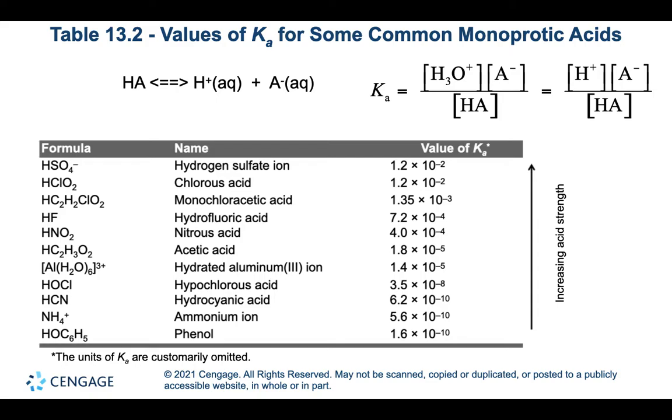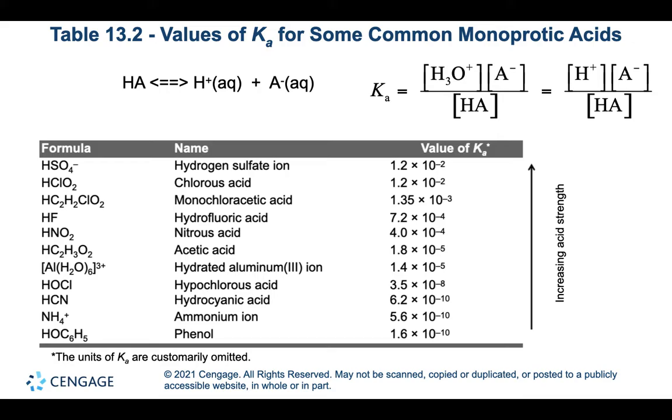So 1% H+ and A- and 99% HA. I'm playing fast and loose with the math there, but you can see the Ka value there is a small number, 1.2 times 10 minus 2. Chlorous acid, virtually the same strength. HClO2 breaks up into H+ and ClO2- with a Ka of 1.2 times 10 minus 2.